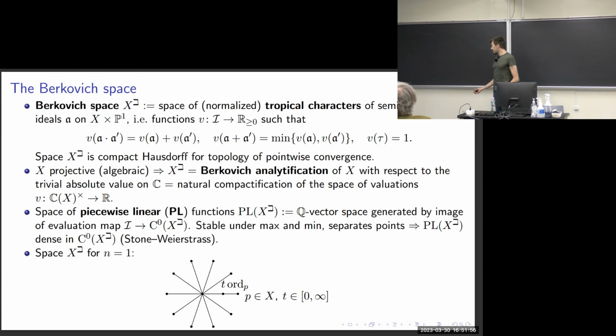But in fact, for each P on the curve, you have a ray. Of course, I'm not able to draw uncountably many branches, but you should imagine that it's a kind of wild thing happening in the center. You're imagining the curve is, I guess, P1, and you're drawing it as if it's lines. Yeah, but I mean, no.